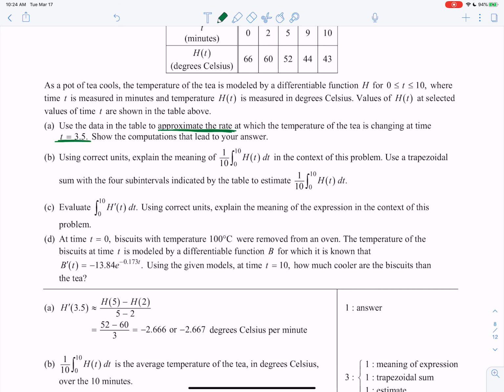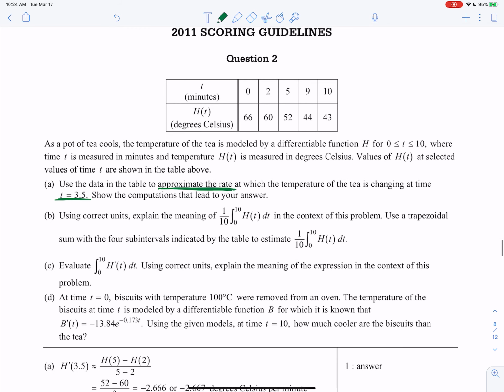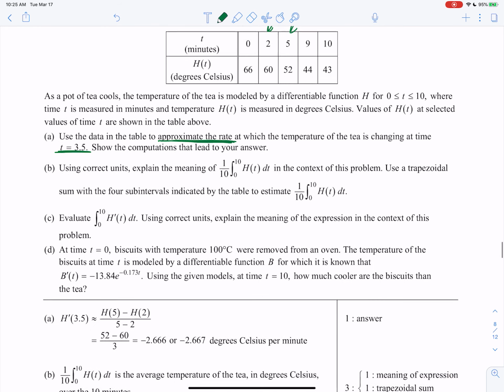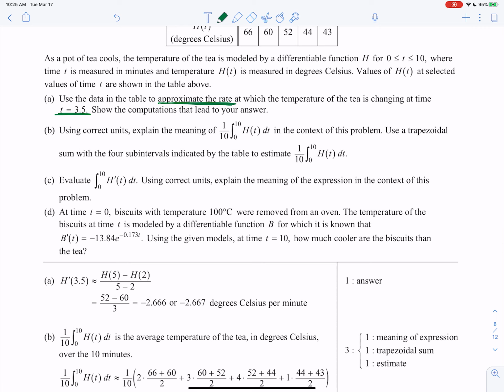So in this case, we would use (2, 60) and (5, 52). Now, the scoring guidelines, they'll write the derivative as the approximation of. You really don't have to do that. Remember, less is better. If you end up writing more but inaccurately, you actually do have a chance of losing your point, so just keep that in mind.